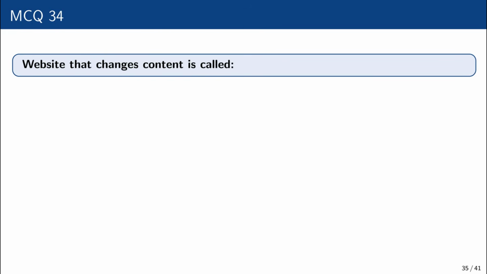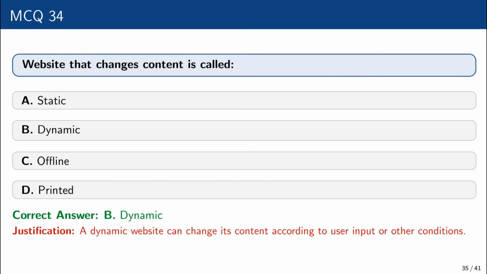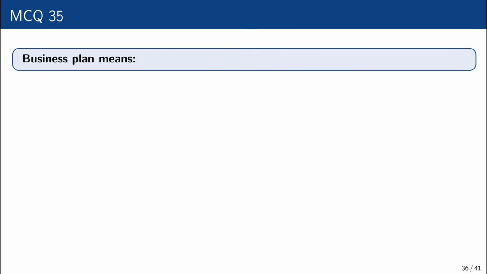Website that changes content is called static, dynamic, offline, printed. Dynamic website. Because a dynamic website can change its contents according to user input or other conditions.